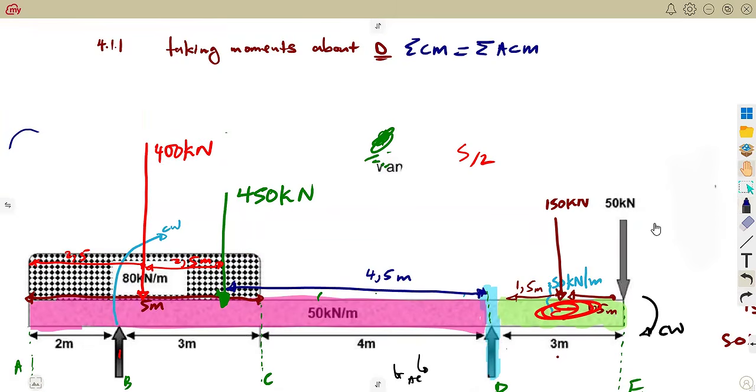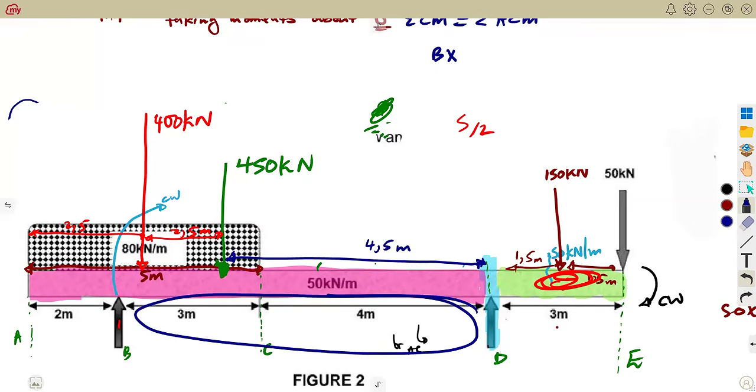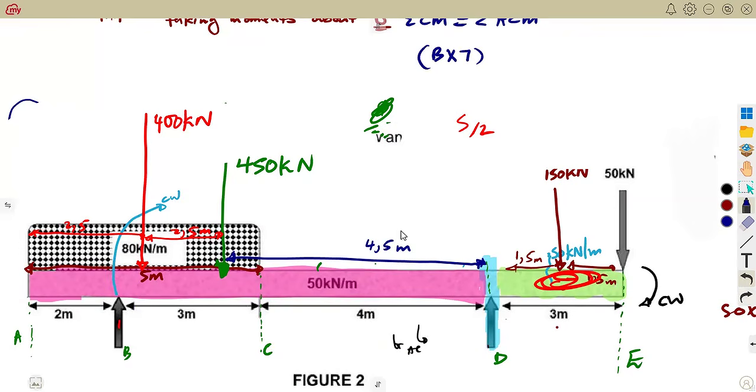So let's figure out, we said the ones for the clockwise, it's B going to what? To D. So that's B times the distance to D. This distance B to D, that's what? 7. 3 plus 4, that's 7. All right. Do we have anything in the clockwise?